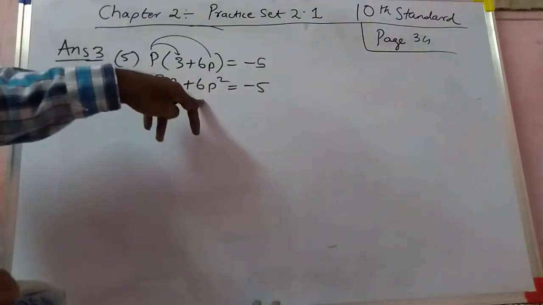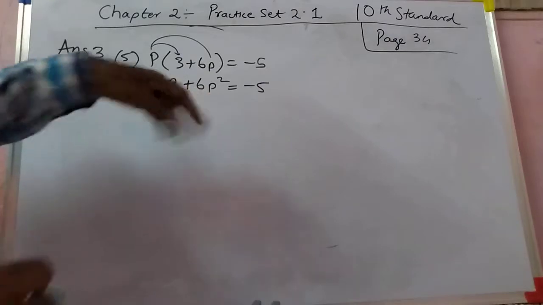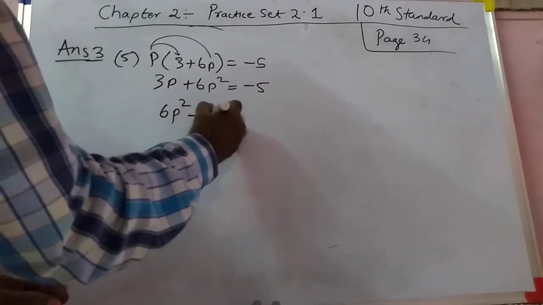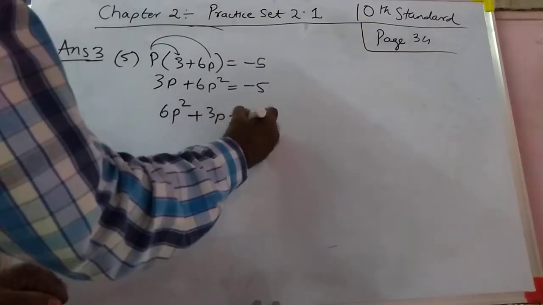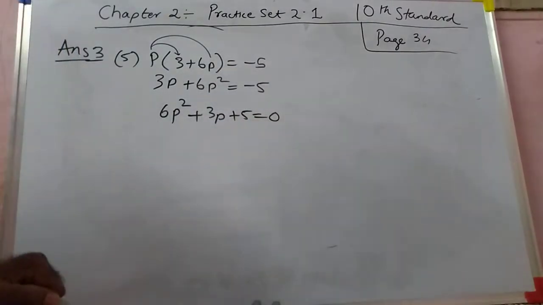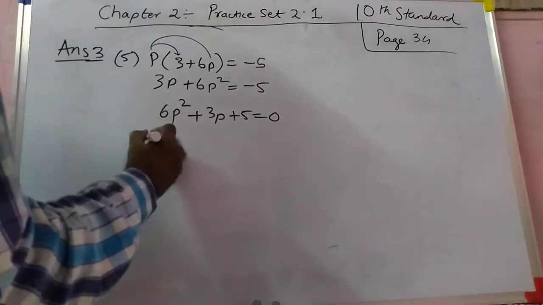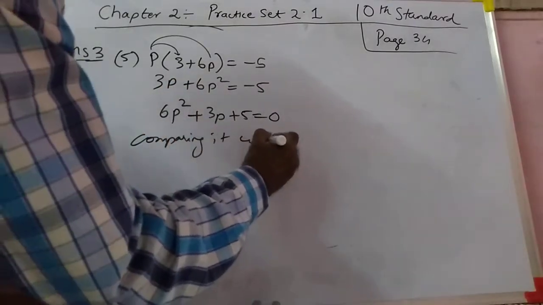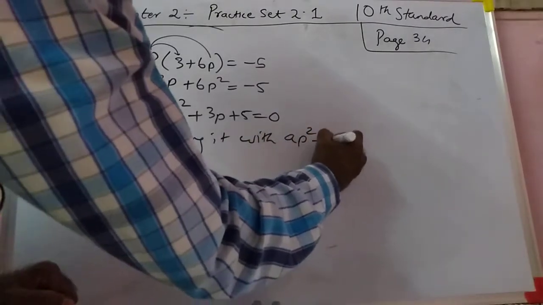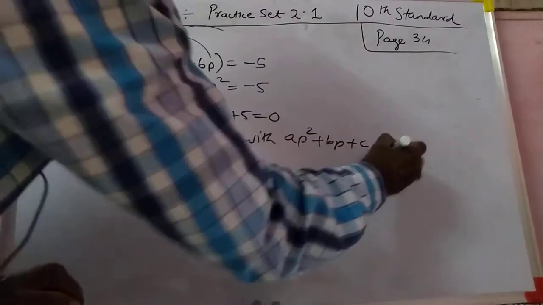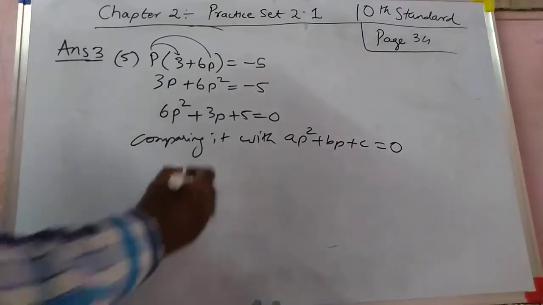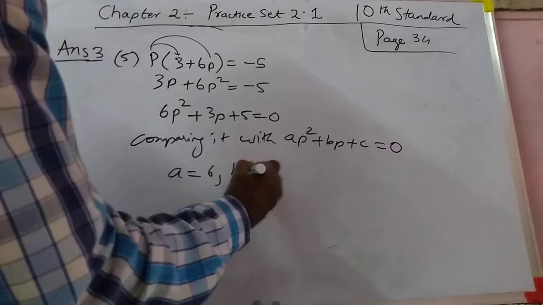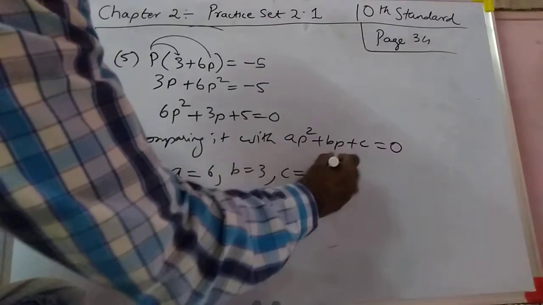So we have to write p square term first. Always first term लिखेंगे, so it will become 6p square plus 3p. Take this side, plus 5 is equal to 0. Now we will compare it. Comparing it with ap square plus bp plus c is equal to 0. What will we get? A is equal to 6, b is equal to 3, c is equal to 5.